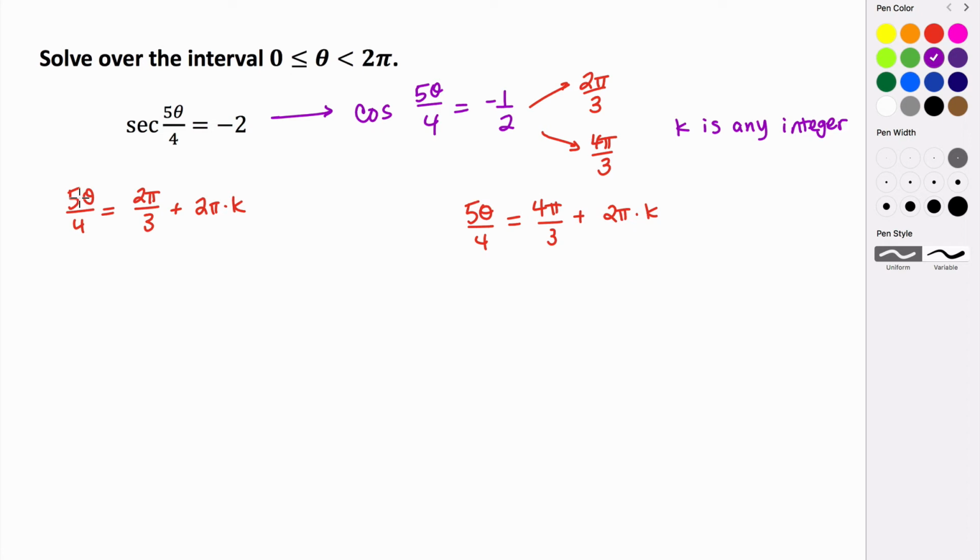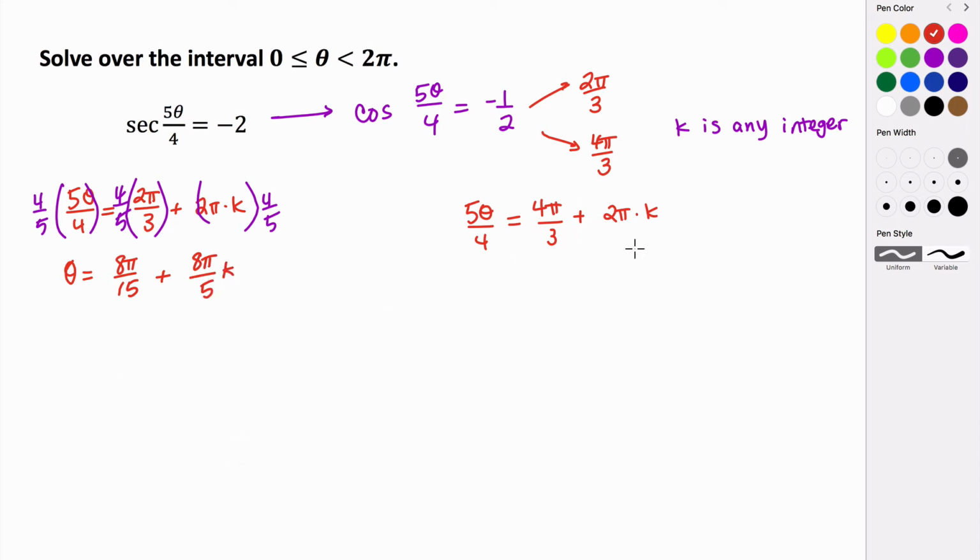All right, so now we have to solve this. We want to get theta by itself, because that's what we're solving for, so we need to multiply everything by 4/5. So we have theta equals 8 pi over 15 plus 8 pi over 5 k.